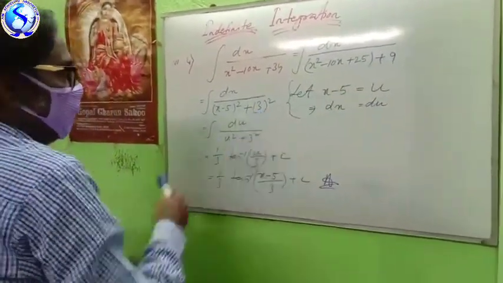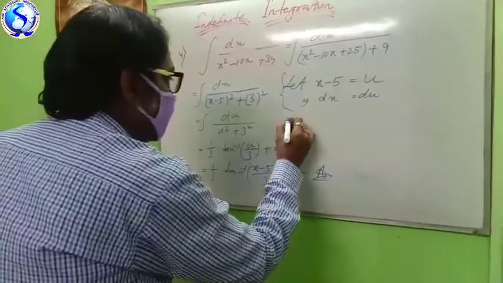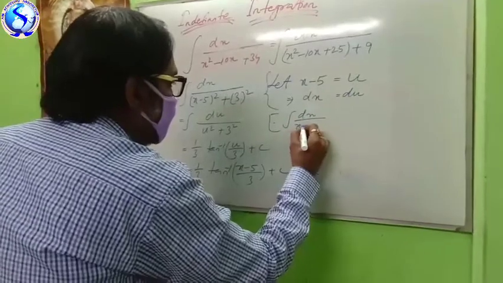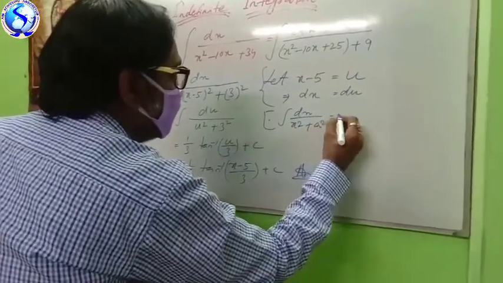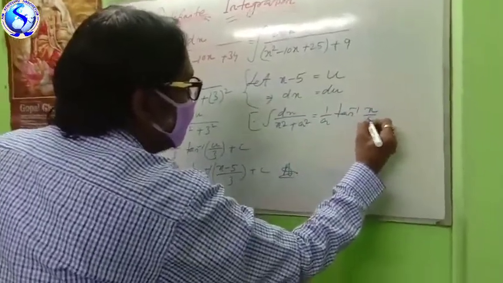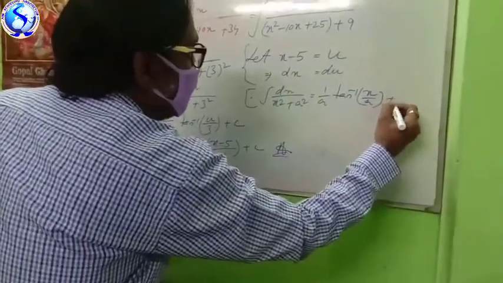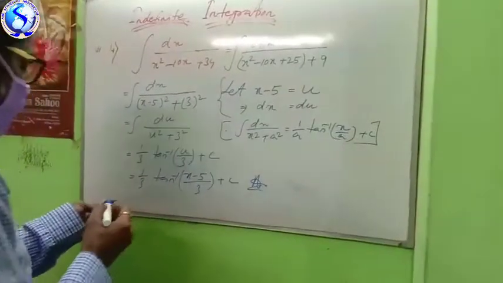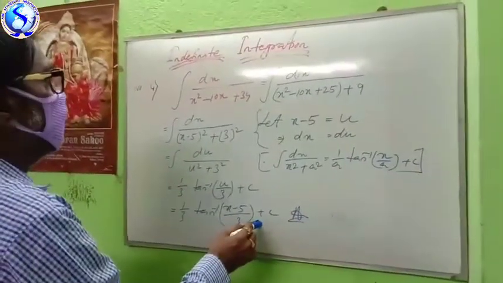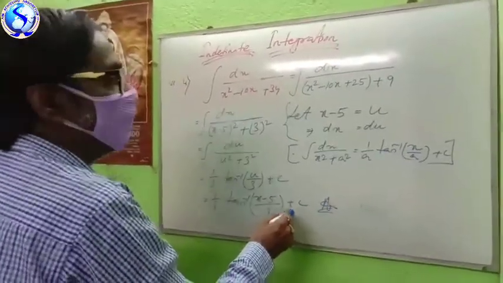Using the formula. What formula is applying here? Same formula: integration dx by x square plus a square is 1 by a tan inverse x by a, plus c. Using this formula, I am getting the answer of number 4. I hope you are able to understand the process of solving number 4. Let us go to number 5.